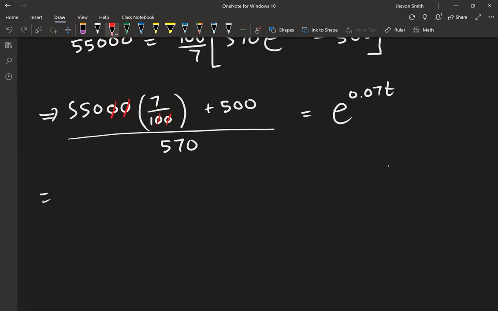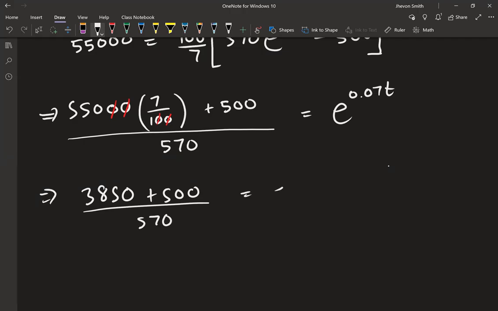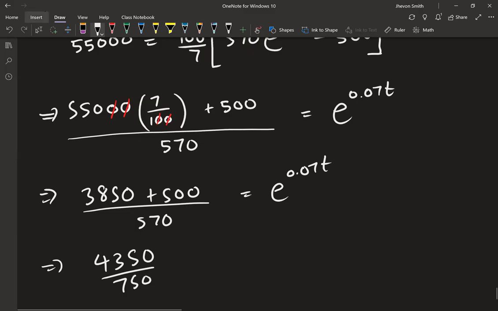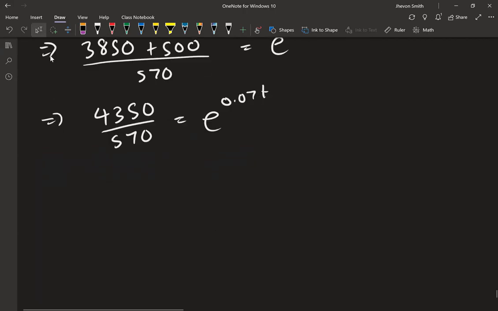So we have 550 times 7, and that's going to be, I think, 3850 plus 500 over 570. And so that's going to be 4350 over 570. We'll reduce that. I won't go any further than that though.